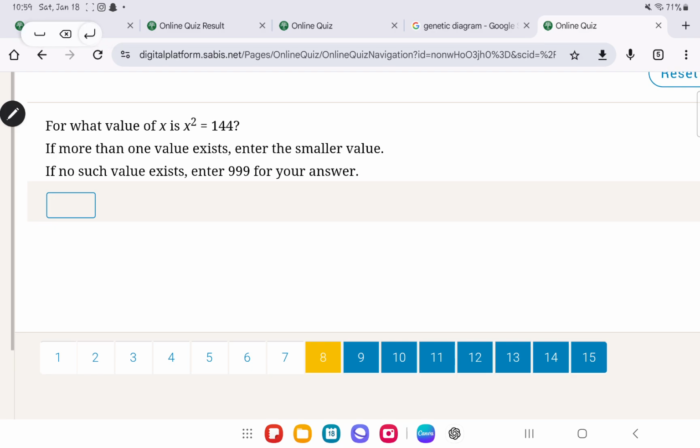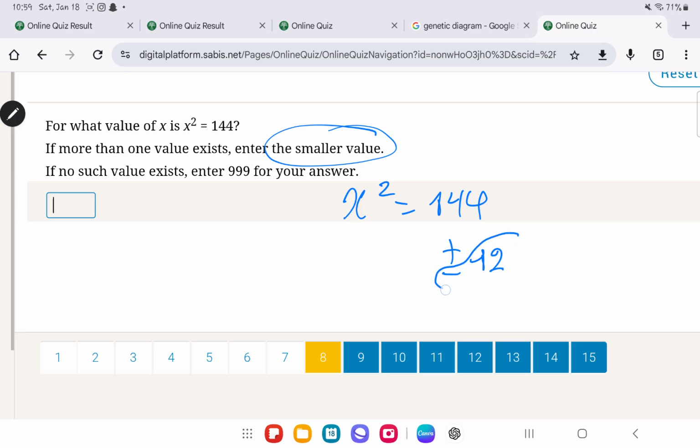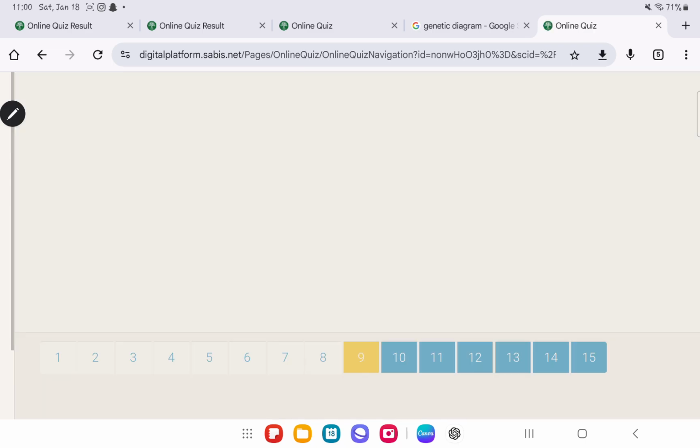Moving on to question number 8. Please pay attention while reading. They need the smaller value. So x squared is equal to 144. It is either plus or minus 12. So to take the smaller value, it is going to be minus 12.